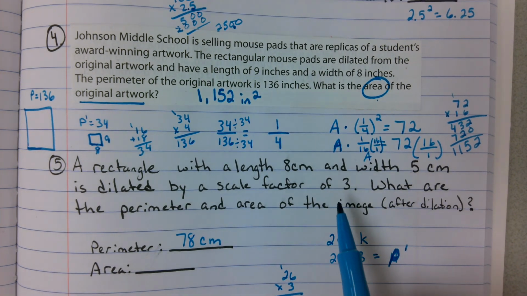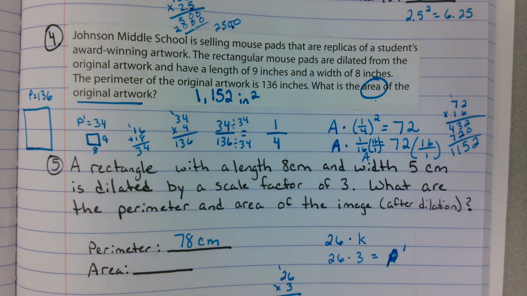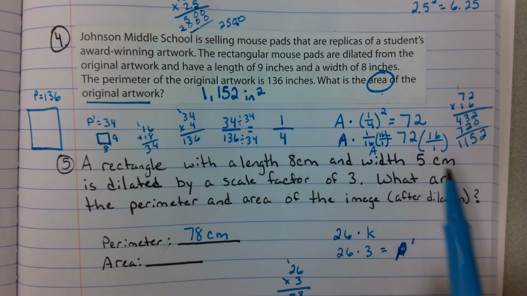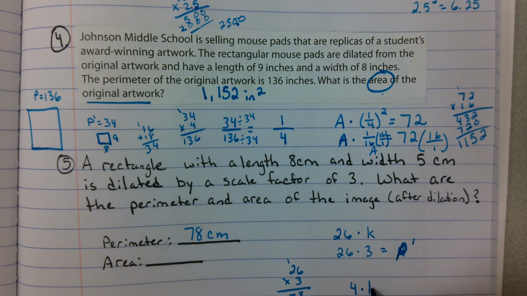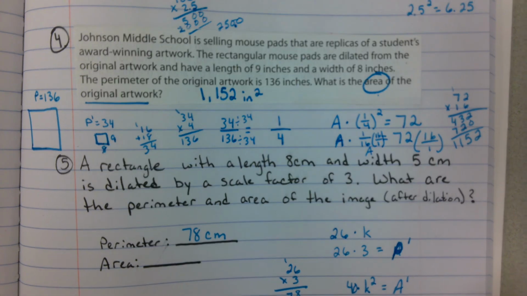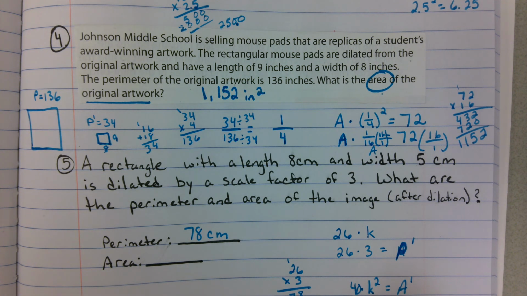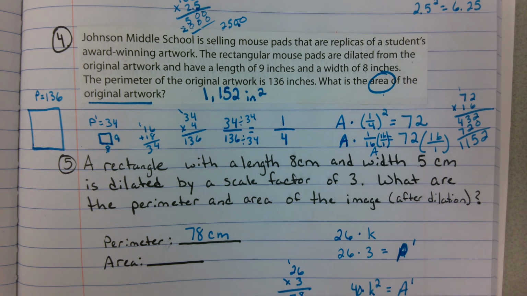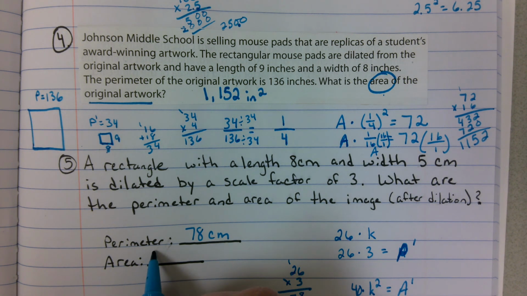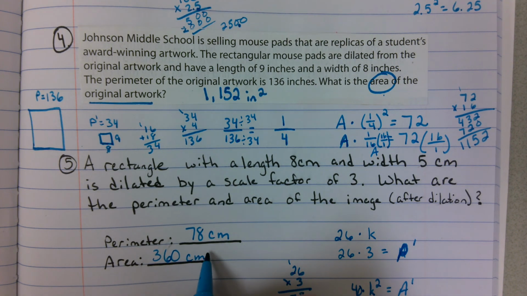And then to find my area, the area of my original, 8 times 5 is going to give me 40, times my scale factor squared is going to give me my area of my new image. So 40 times 3 squared, which is 9, so 40 times 9, I'm going to have 360. So 360 square centimeters.